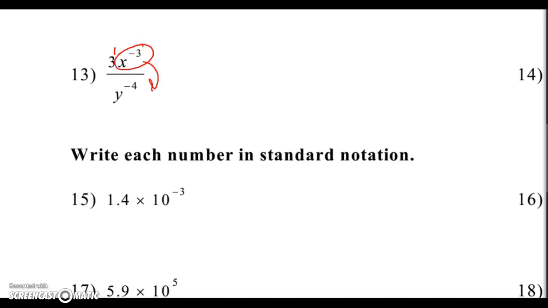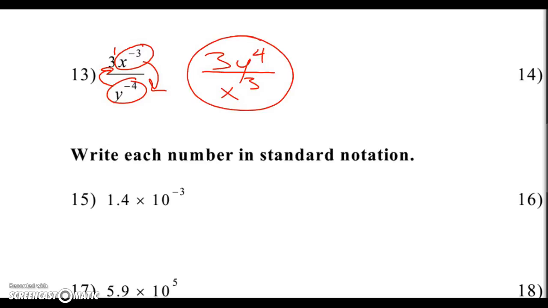X wants to move, and Y wants to move. So on top, we will have 3 times now Y to the positive fourth, and then on the bottom, X to the now positive third. So just our variables swap places so that they would be happier. All right, so those are our negative exponent examples.